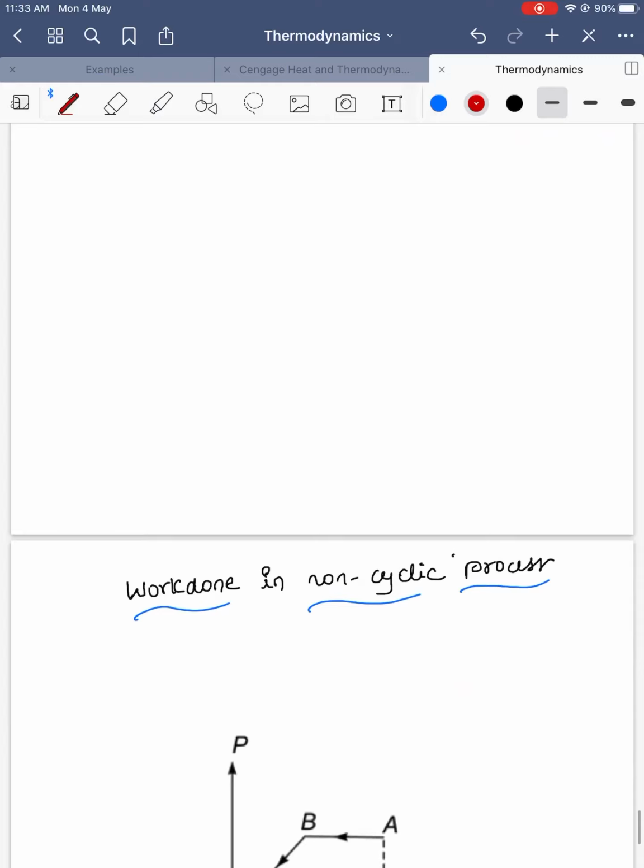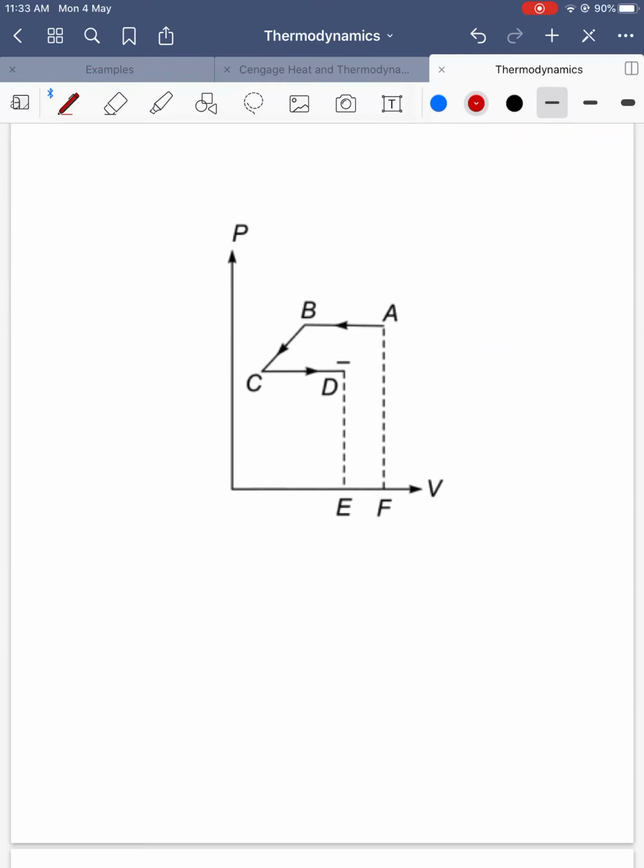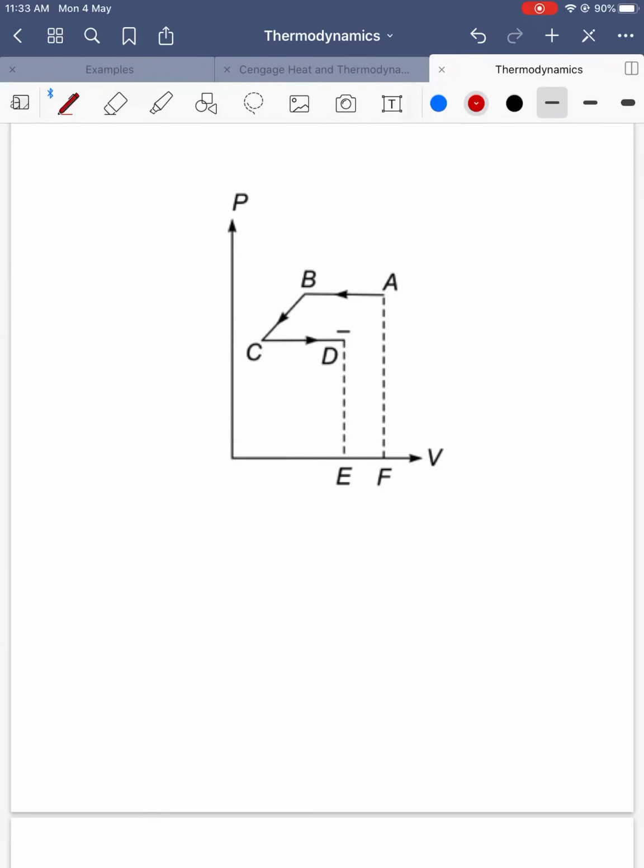So let's see how it varies in a non-cyclic process. In a non-cyclic process, see, there is no link here, it's not linked here. Because it's not linked, we should not neglect that part also. Here C to D, is this a positive work or negative work? This is a positive work. And B to C, the volume is decreasing, so it comes under negative work. A to B, volume decreasing, negative work. Which is most dominating? Negative work.